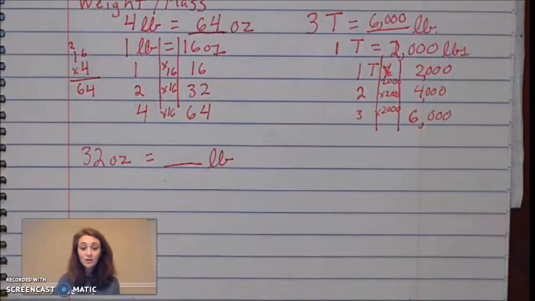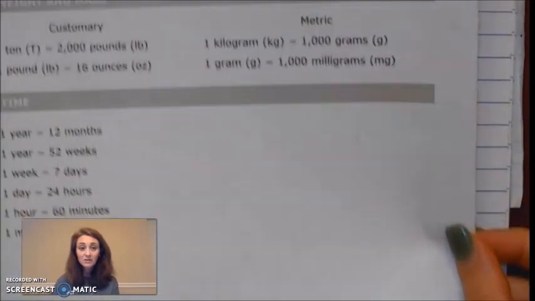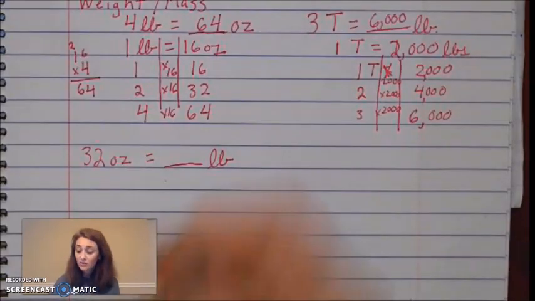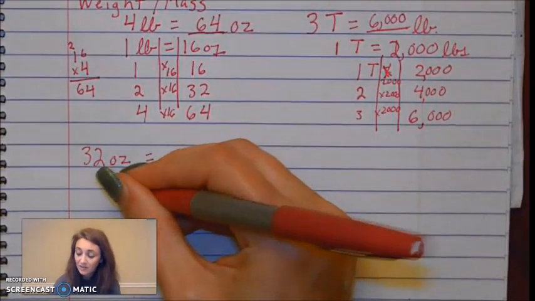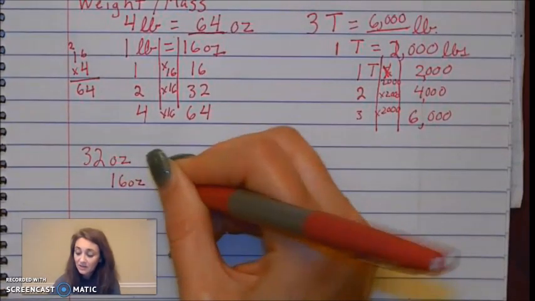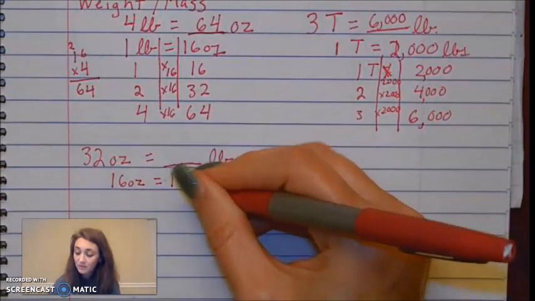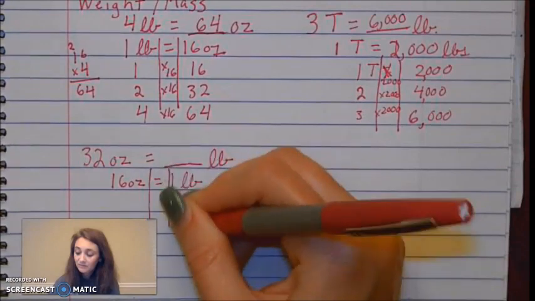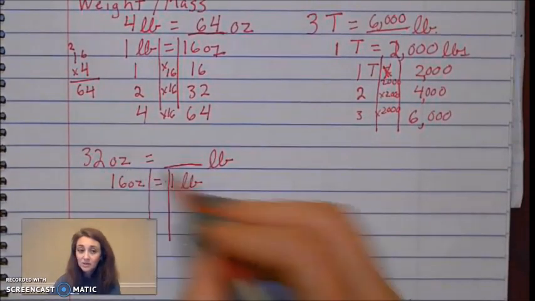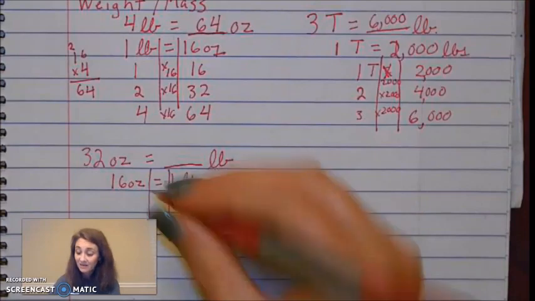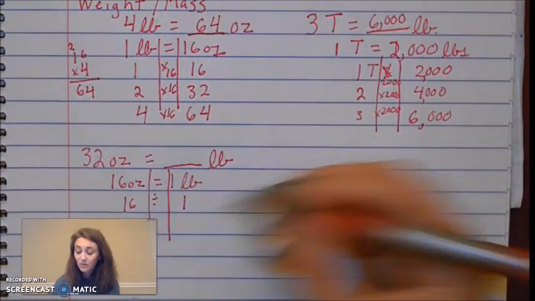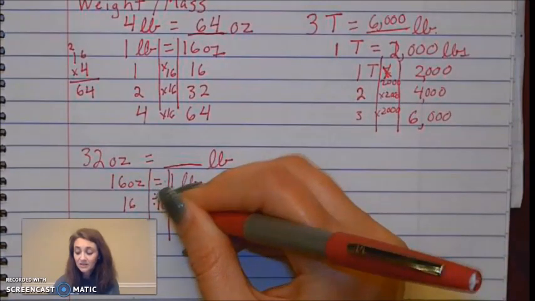You can take your reference chart, reference materials, sorry about that. I look and I see 1 pound equals 16 ounces. Now I have this in the other direction. I have ounces first, so I'm going to put 16 ounces equals 1 pound. I make my chart. I'm going from a small unit to a big unit, so I want to divide. 16 divided by something will give me 1. 16 divided by 16 gives me 1.